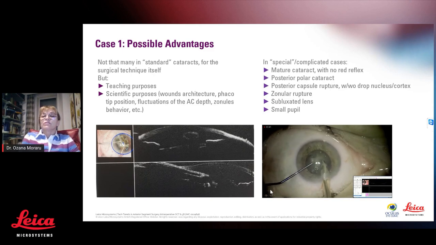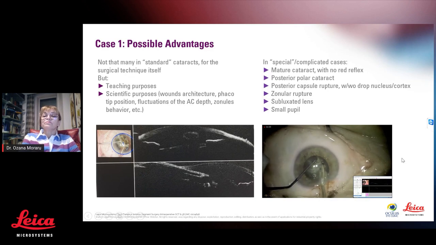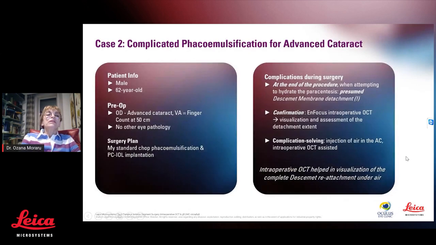And this is a case of mature cataract with a relatively small pupil, and I'm using the EnFocus image in picture-in-picture, in the bottom right corner of the Ingenuity screen. It helps me in visualizing the position of the posterior capsule.